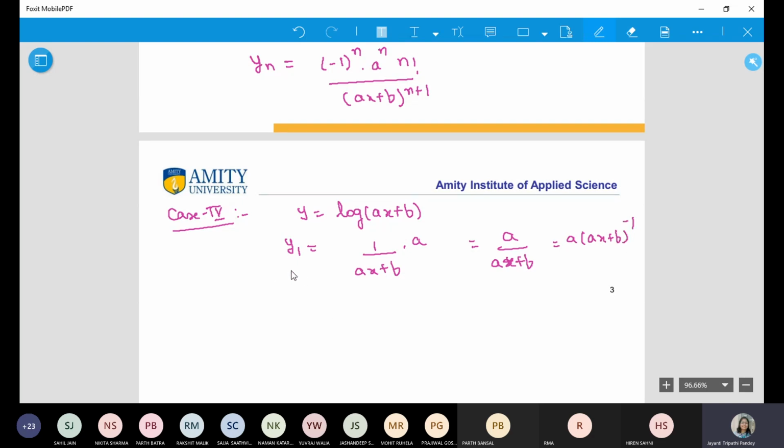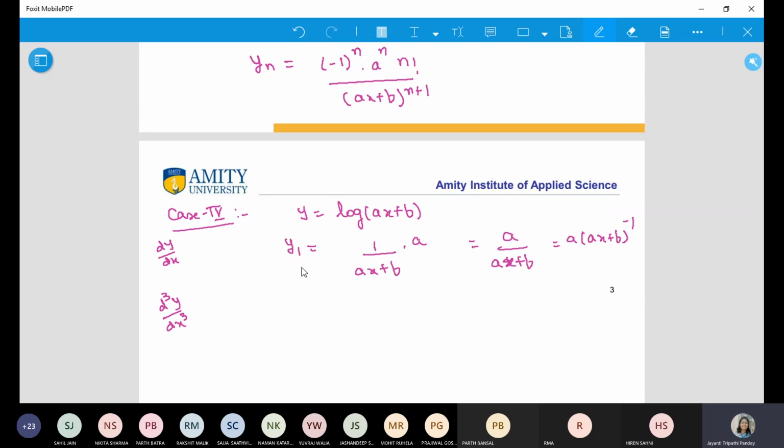Now we are interested in finding yn, and you already have y1. So how many times do you have to differentiate it further to make it yn? Suppose you have the first derivative and you are interested in finding the third derivative. How many times more will you differentiate? 2 times. So if you have y1 and you want yn, how many more times will you differentiate? n minus 1 times. Remember this.